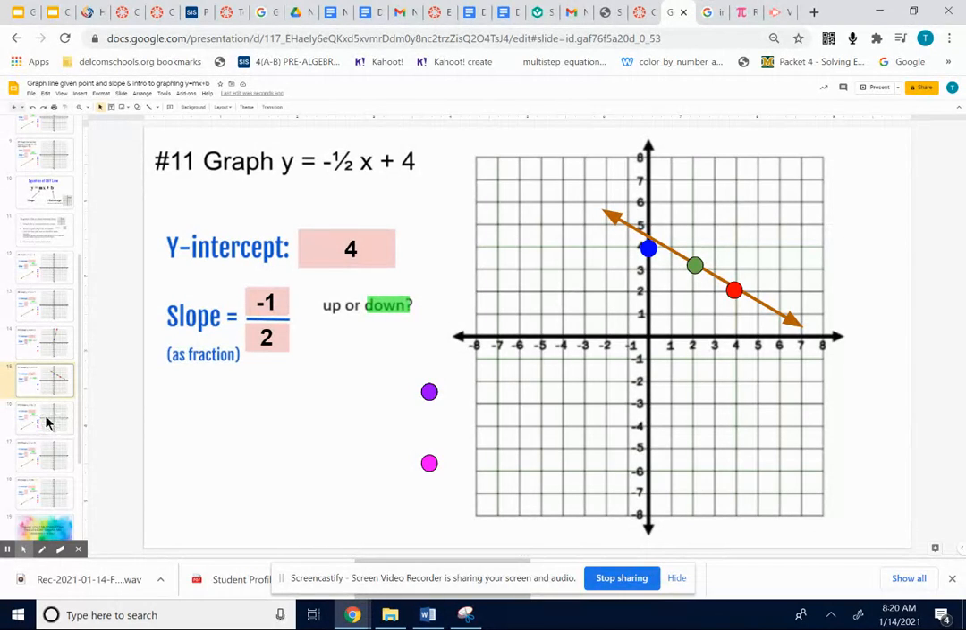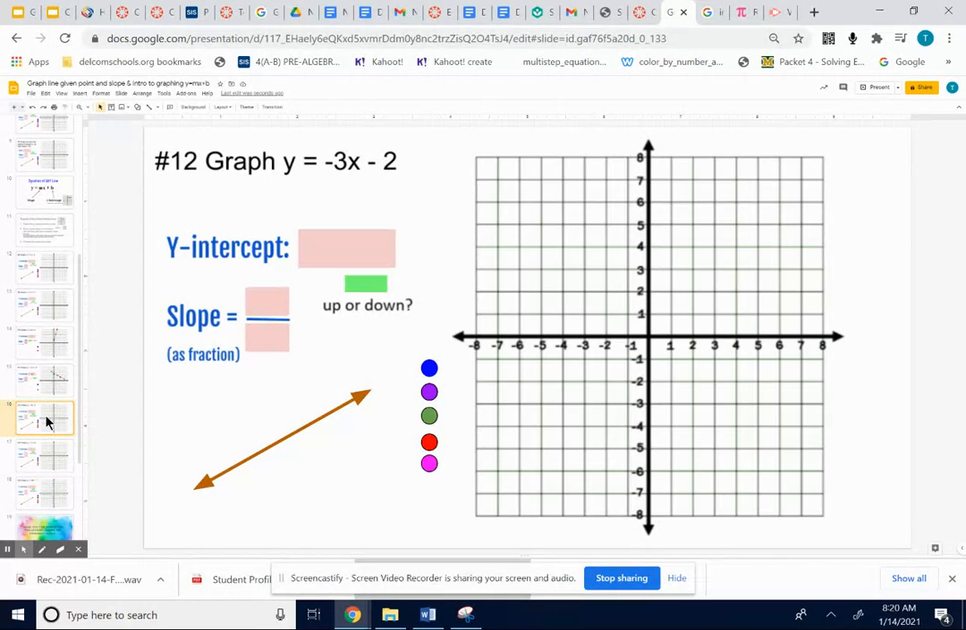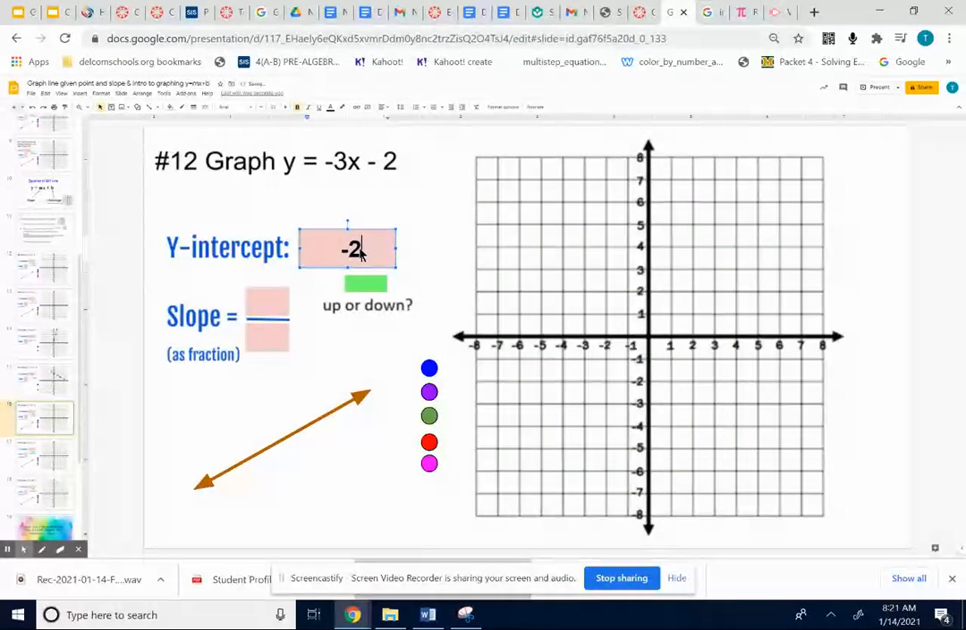Try the next one before you use the video to check. Graph y equals negative 3x minus 2. The number at the end, including that subtraction symbol, is the y-intercept. So my y-intercept is a negative 2. My slope, which is the number in front of the x, is negative 3. As a fraction, I'm going to write it as negative 3 over 1.